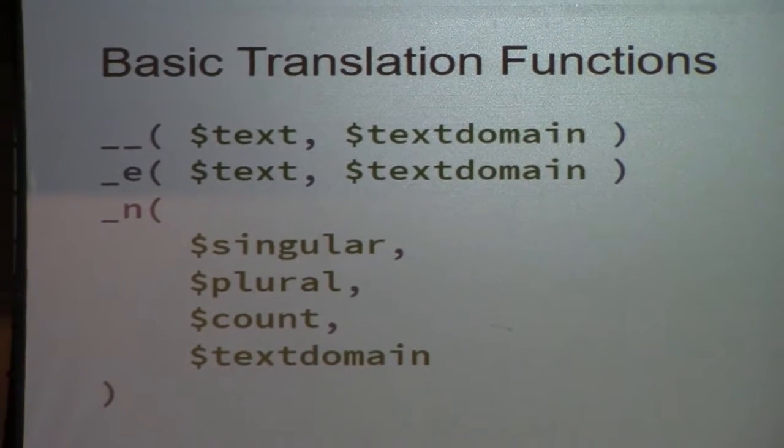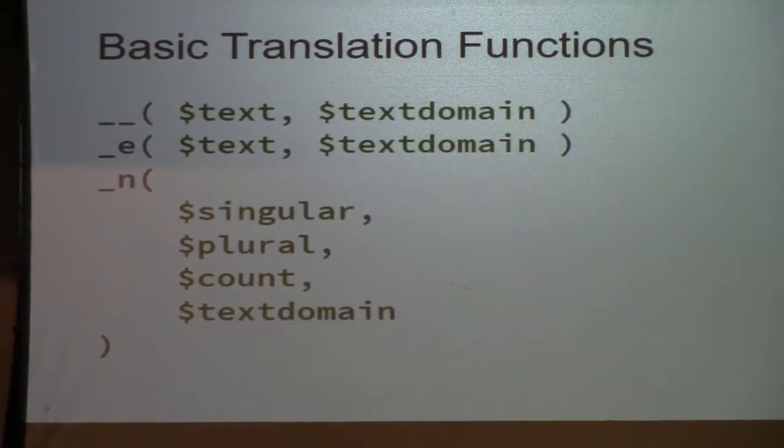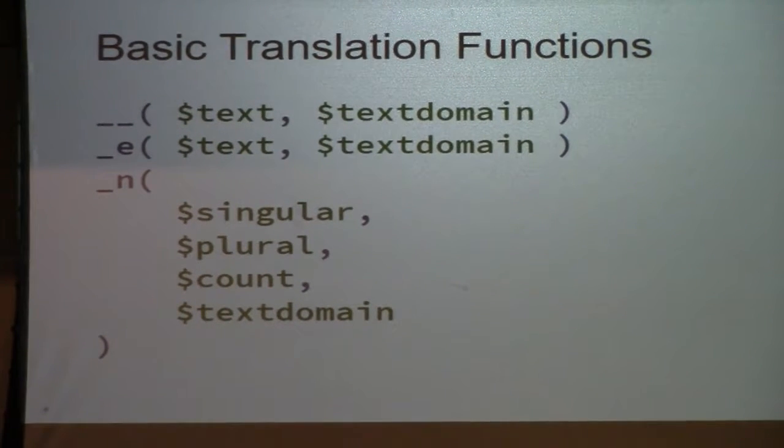So the first two, double underscore and underscore E, you give it the text you want to translate and your text domain. That tells WordPress, look in my group of translations for this text. And if we're using another language, give me that language. So it'll grab that translation of whatever text you're putting in and return it. If it can't find a translation, it'll just return the text you put in. Double underscore will just return the value. Underscore E will echo it directly. So those two are pretty straightforward.